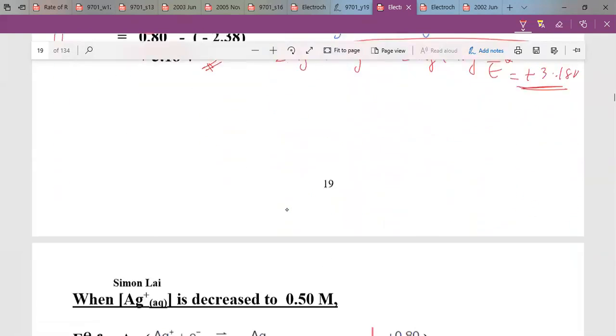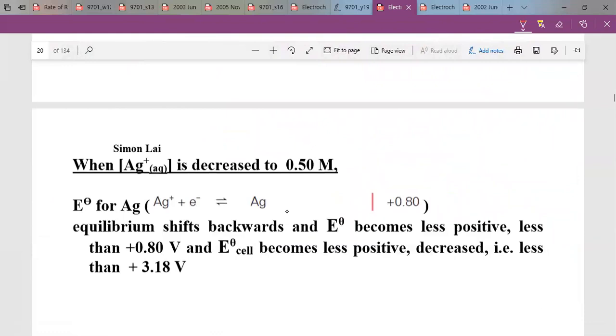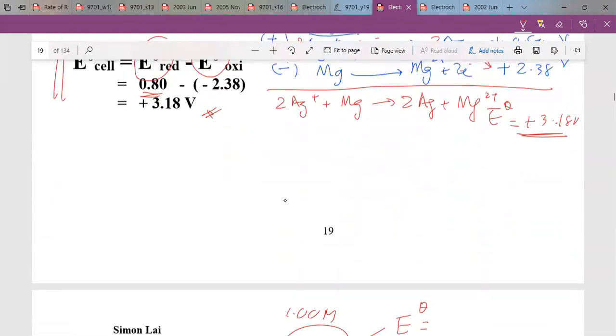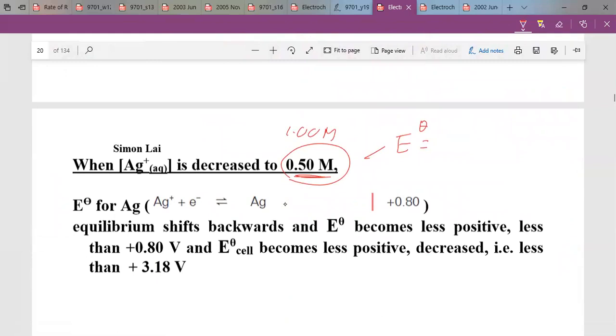Now let's say they say if Ag plus decreases from 1.00 molar to this value here, they ask you to argue what will happen to the E cell, and why. The original standard E cell is positive 3.18 volts. This is for the standard, both of them having one molar.